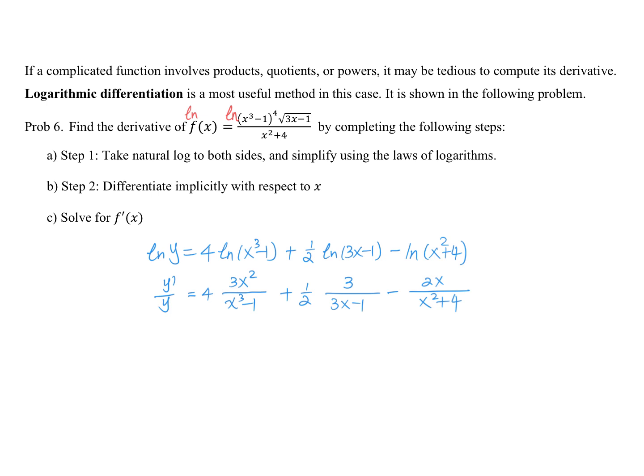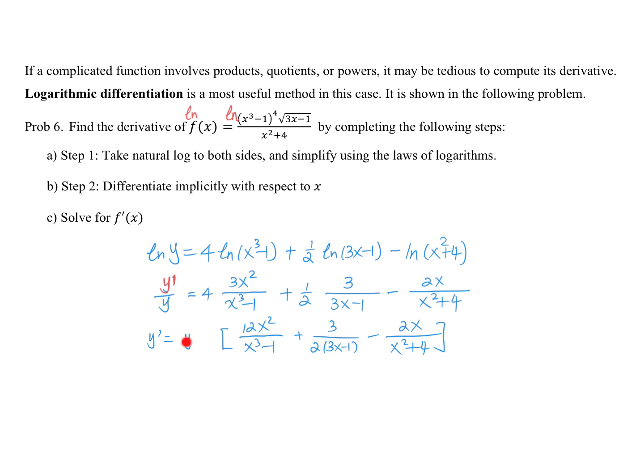Now keep in mind, what do we want to solve? We want to find the derivative of y. So you need to solve for y prime by multiplying both sides by y. So let's do that. Therefore y prime equals y times, and now you can simplify each a little bit: 12x squared over x cubed minus 1, plus 3 over 2 times 3x minus 1, minus 2x over x squared plus 4. Now usually this is not considered the simplified version.